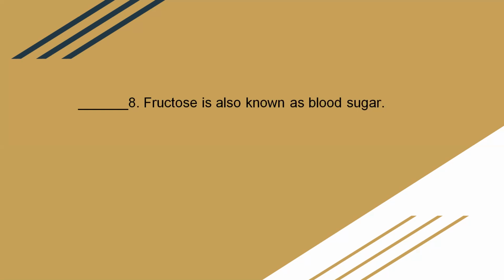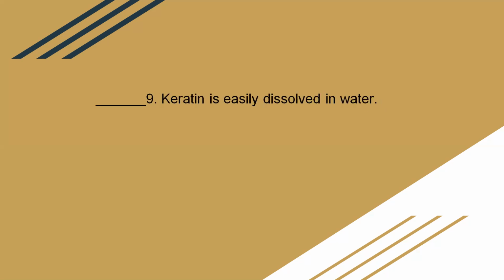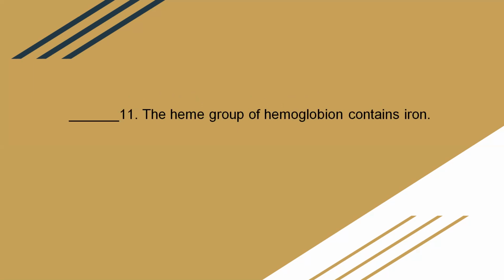The answer is false. Nine, keratin is easily dissolved in water. The answer is false. Ten, proteins are made up of nucleotides. The answer is false. Eleven, the heme group of hemoglobin contains iron.